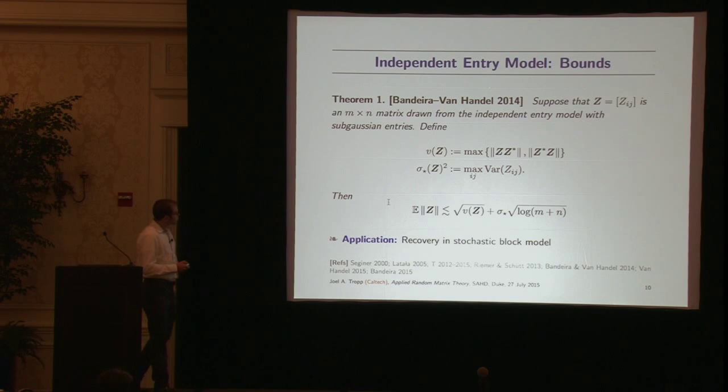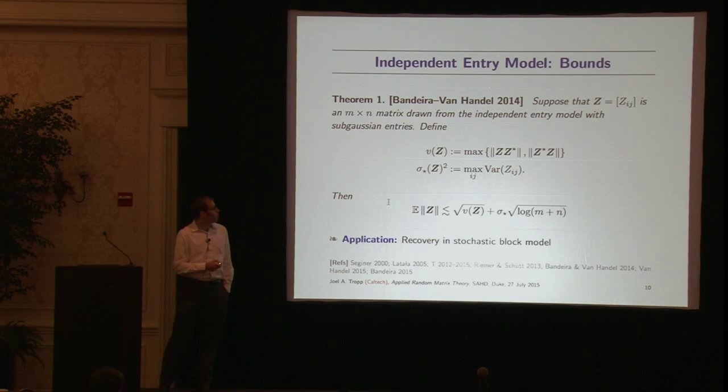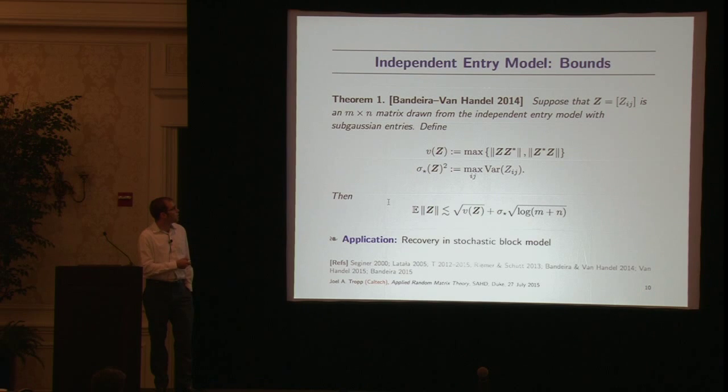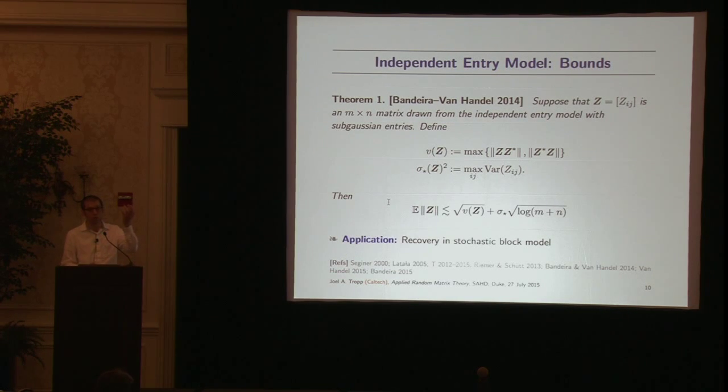What Afonso and Ramon showed is that you need to compute two parameters of the random matrix to understand how it behaves. The first is what I call the matrix variance statistic, where there should be expectations inside both of these spectral norms. This returns the maximum expected squared column norm or the maximum expected squared row norm of the matrix. The second number is just the maximum variance of an entry. So you can imagine if some of the entries vary a lot more than others, you're going to have to pay for that.